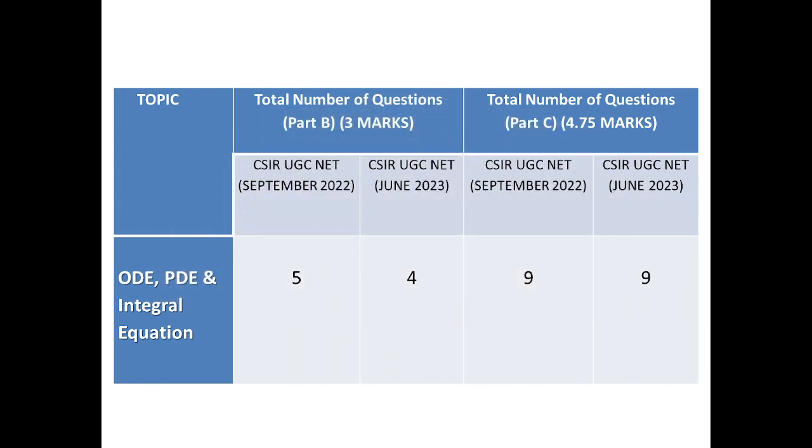Then it is ordinary differential equation, partial differential equation and integral equation together. There are 5 questions in September 22 in part B and there are 4 questions in June 23 in part B. And there are 9 questions in September 22 in part C and there are 9 questions, the same, in June 23 in part C.